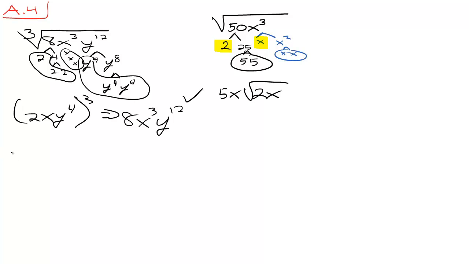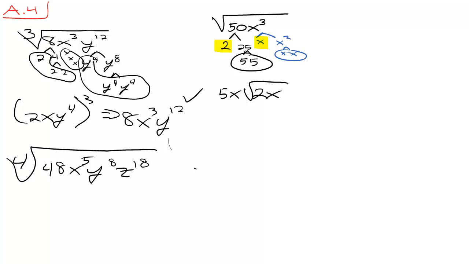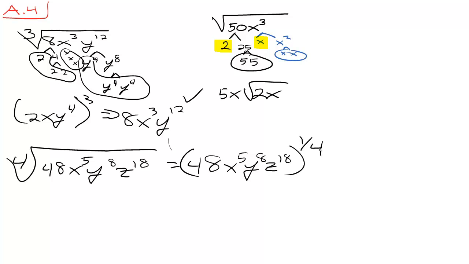So let's look at another example. How about something like this? We've got the 4th root of 48x to the 5th y to the 8th z to the 18th. Well, this is really the same thing as 48x to the 5th y to the 8th z to the 18th, all raised to the 1 over 4, or 1/4 power. That's what a root really is. It's really a reciprocal of a power, right?